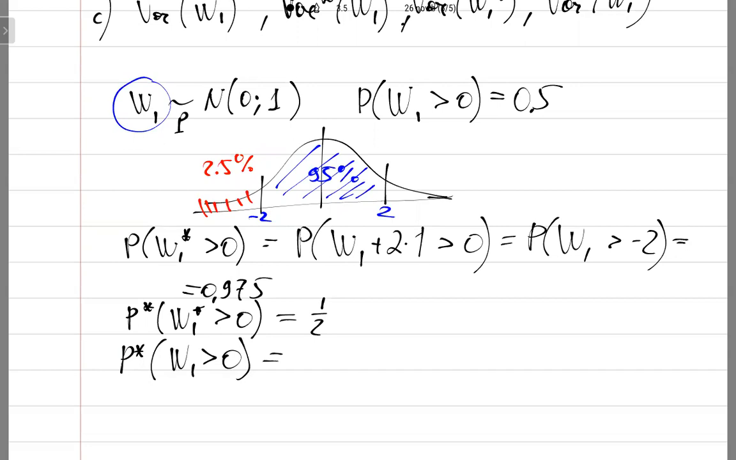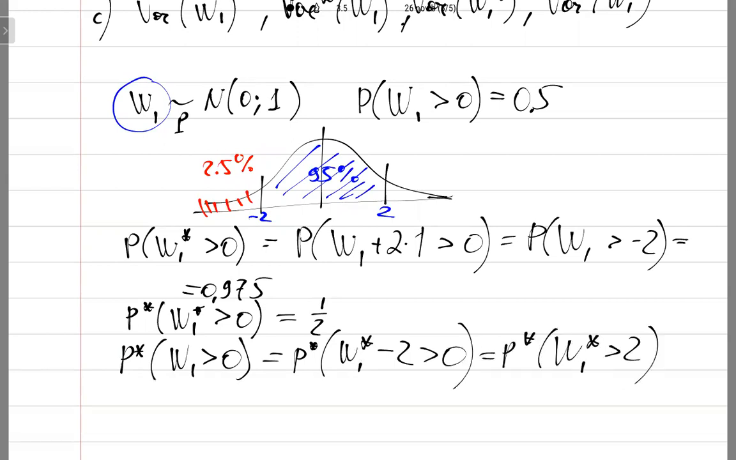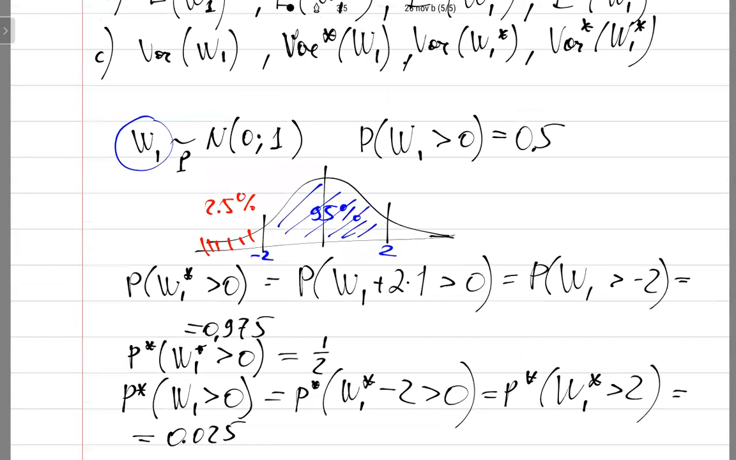What is the probability that W1 is greater than 0? It's difficult to change probability, but it's easy to replace W1 by W1 star with the corresponding shift. So it will be P star of W1 star minus 2, it's P star that W1 star is greater than 2. 0.025. Yeah, I agree. Any questions here?